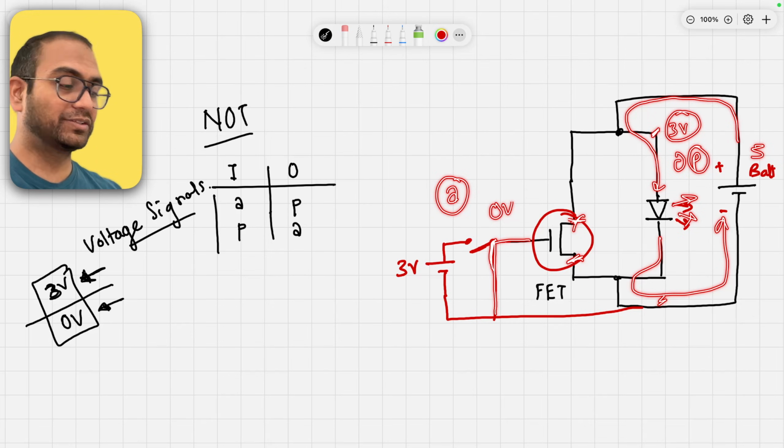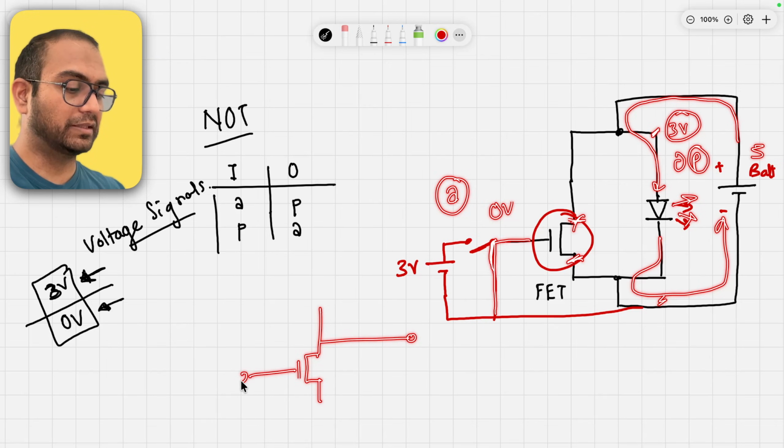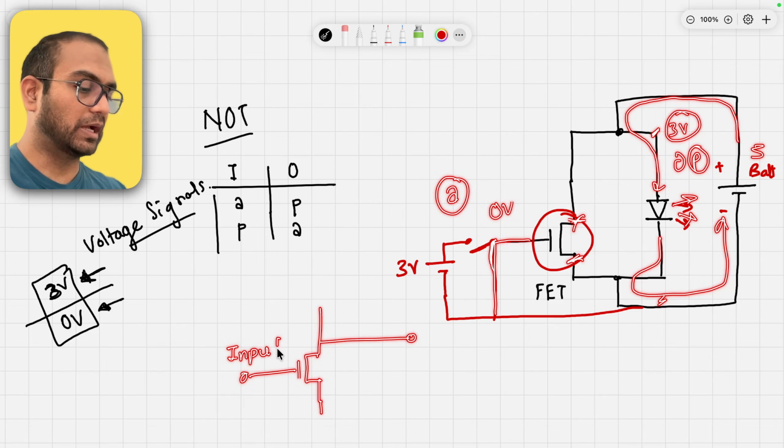So in this way, if we take a MOSFET and say this is the input and this is the output, and then this is where the power source is, called VDD, and then we say this is where the ground is.